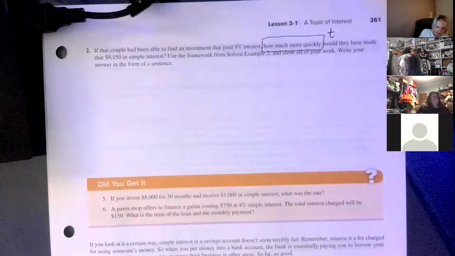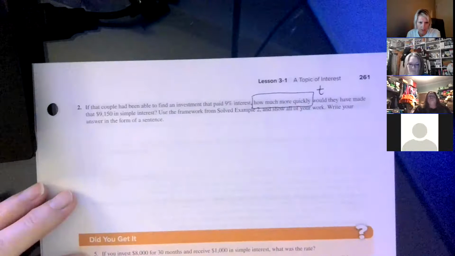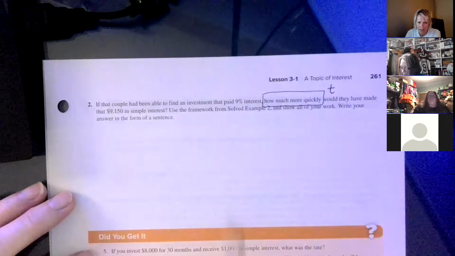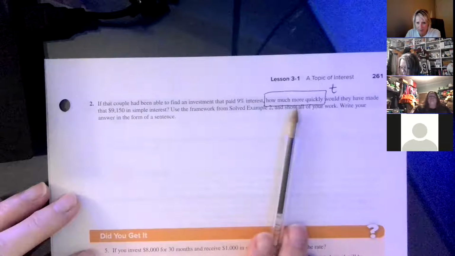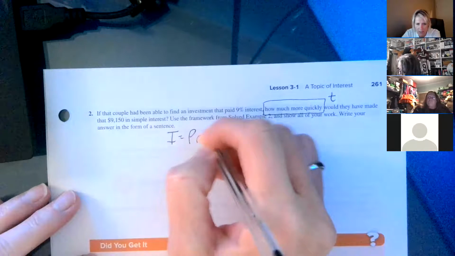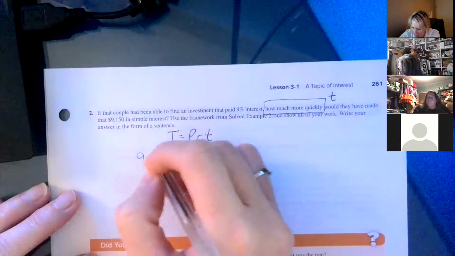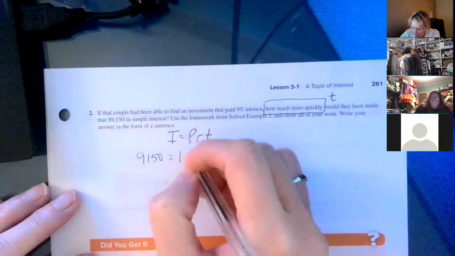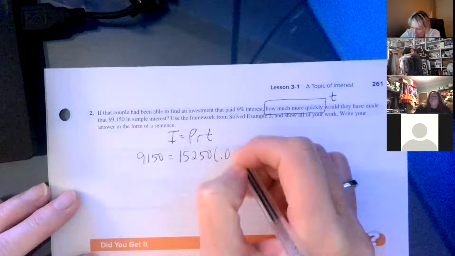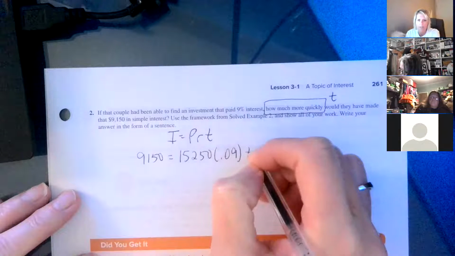Okay, now back to this one. So this time we know all the pieces and we know the rate. The thing that we're missing is the T. So let's do our formula again. 9150, 15,250. But this time we know the 9%, we just don't know T.